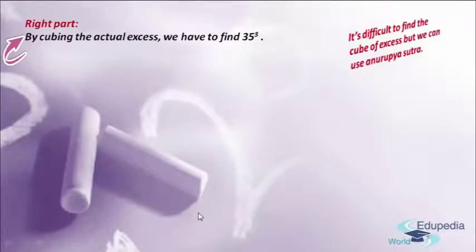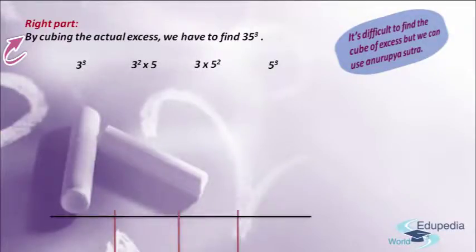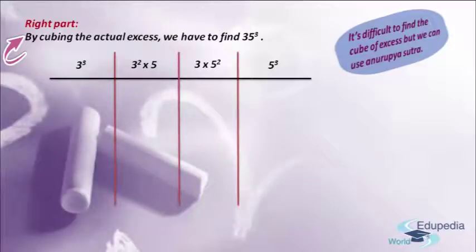So now I am going to apply Edupedia Sutra in order to find the cube of 35, in short, at my best. Friends, at first we have to write the numbers like this: 3 cube, 3 square into 5, 3 into 5 square, and 5 cube. After writing all these numbers, let us place some horizontal and vertical bars like this.